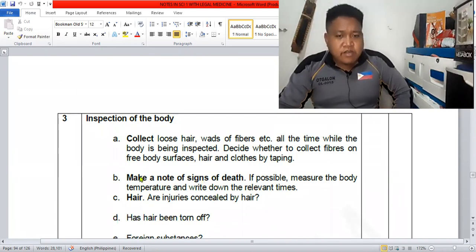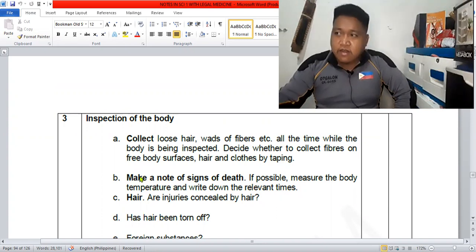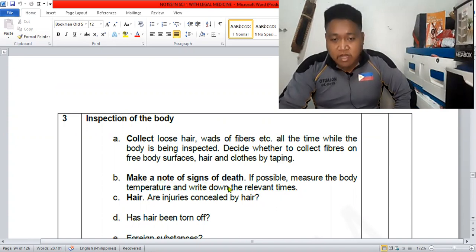Next is make a note of the signs of death. That is why in chapter 5, as we will discuss it, there are signs of death na pwede mong magamit or identify. If possible, measure the body temperature and write down the relevant times.